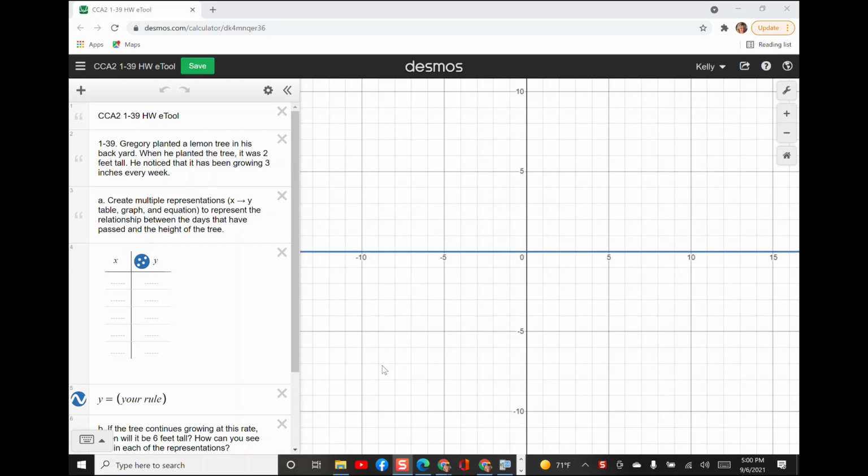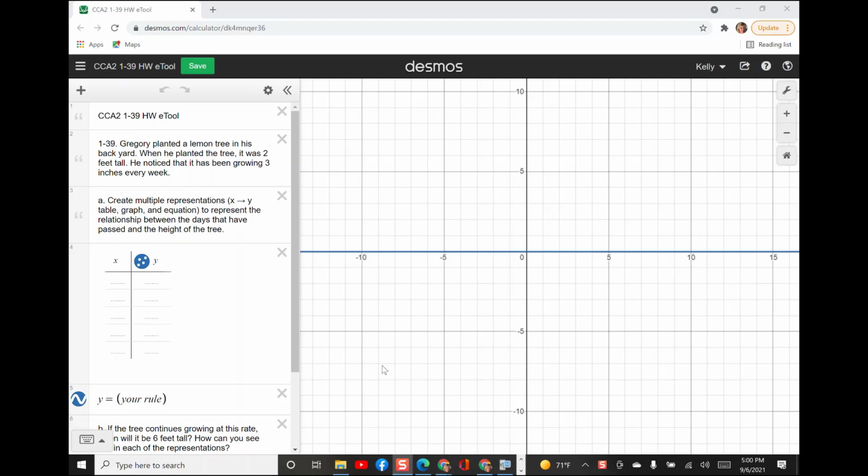Okay, so I love these Desmos activities that CPM puts in. So you can actually go in and manipulate in Desmos online and help answer the questions that you need to. So let's read through this question really quick. It says, Gregory planted a lemon tree in his backyard. When he planted the tree, it was 2 feet tall. He noticed it had been growing 3 inches every week. They want us to create multiple representations, so an XY table, a graph, and an equation, to represent the relationship between the days that have passed and the height of the tree.